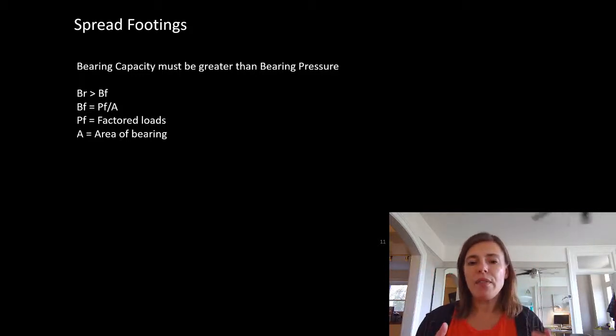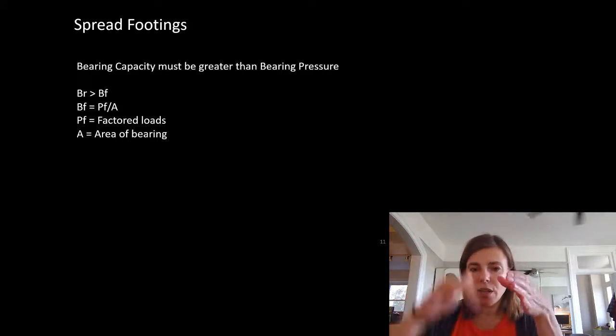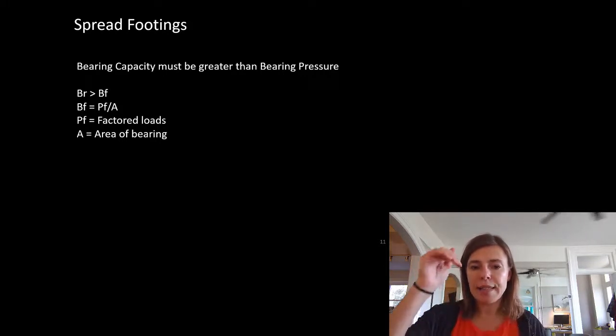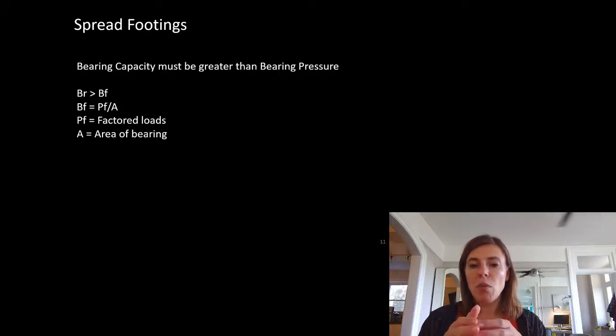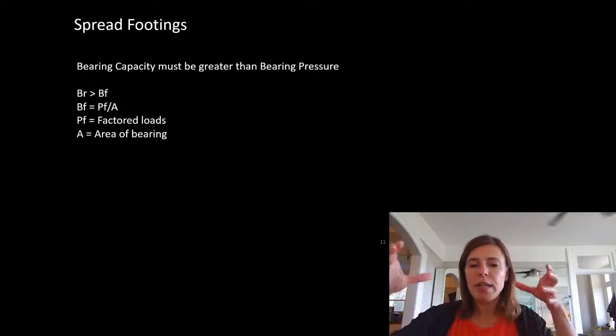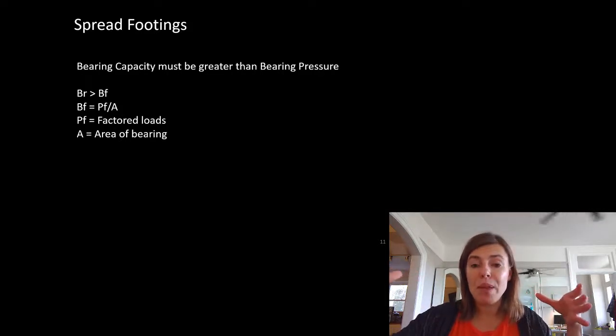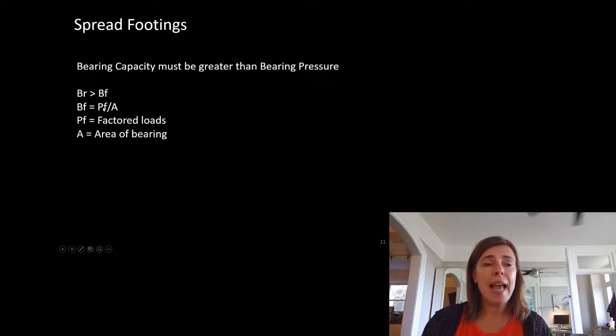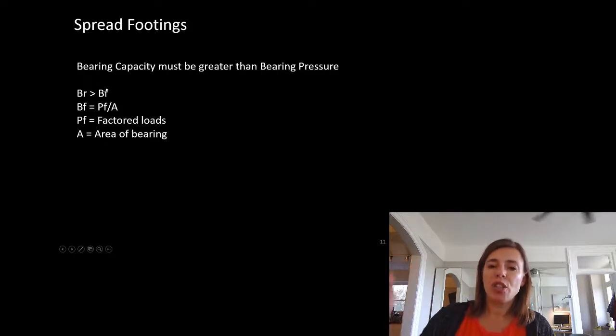So think of it this way. If you've ever walked on grass in high heels, you know you sink through the dirt. You put on blunt shoes, you're spreading the same load over a bigger area, you're not going to fail the soil. If you then wanted to walk on the snow, you need to spread your load out over an even bigger area, which is our snowshoes. So if P stays the same, changing A and making it bigger and bigger, we can reduce our BF. So if we aren't meeting our required bearing, we can change our area.